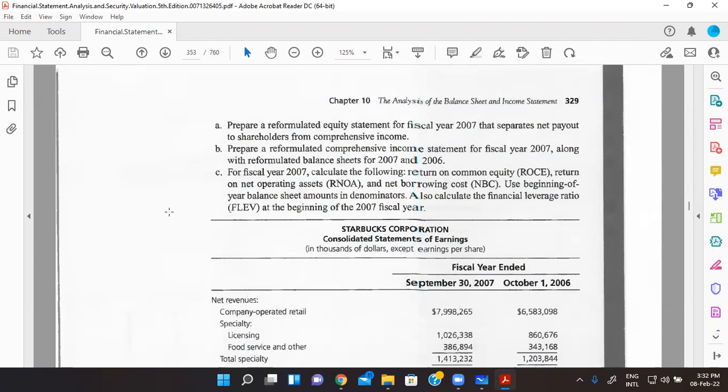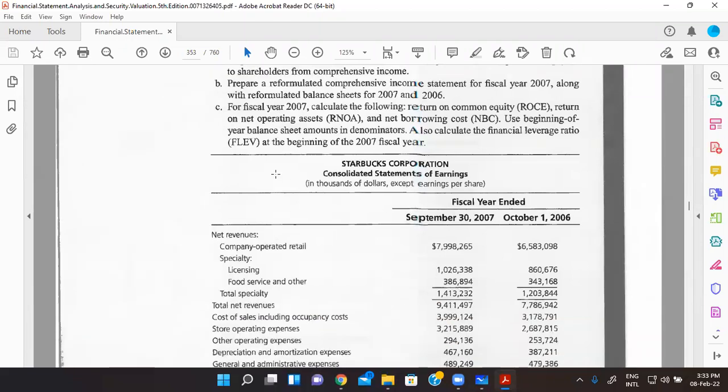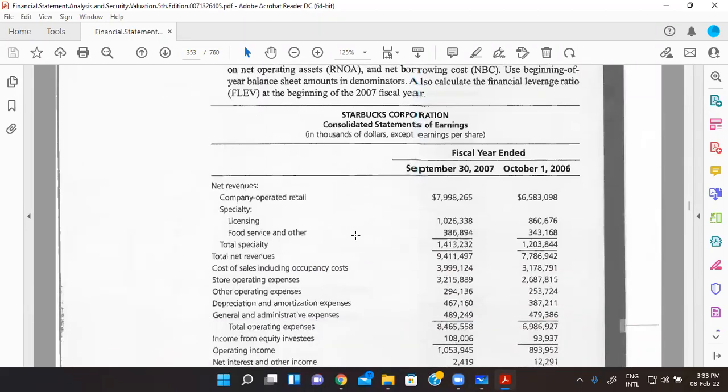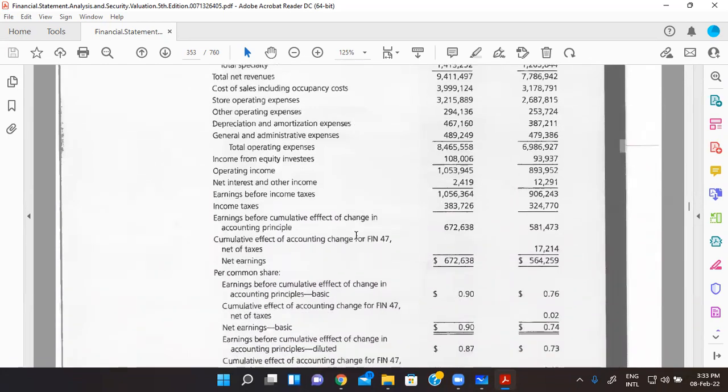We will look at other requirements after completing our understanding of reformulating the comprehensive income statement and the equity statement. Reformulation of the equity statement and reformulation of the comprehensive income statement are integral, and we like to apply our learning about the reformulation of the balance sheet. Okay, so we are not looking at the consolidated statements of earnings right now.